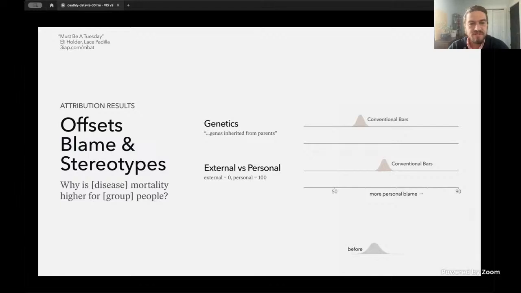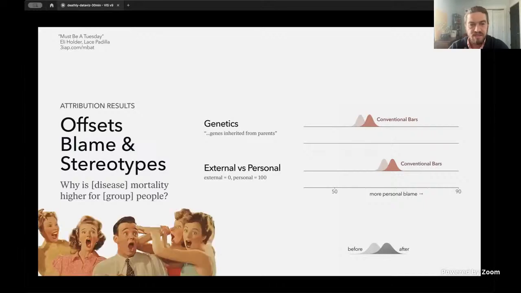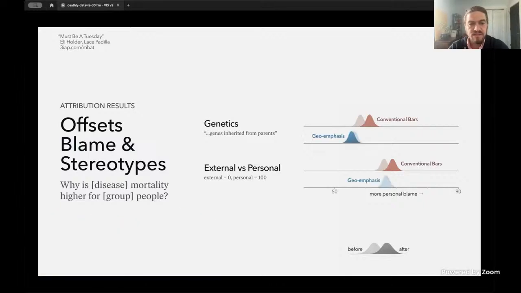We found that bar charts shifted responses towards genetic attributions and towards personal blame. And both of these are bad. On the other hand, the geoemphasis chart shifted responses towards social determinants of health, which is good. And so these effects were significant both between chart types, but also relative to participants' baseline responses. And this suggests that bar charts aren't just relatively worse, they may be actively harmful. And the geoemphasis charts might actually have a corrective effect.